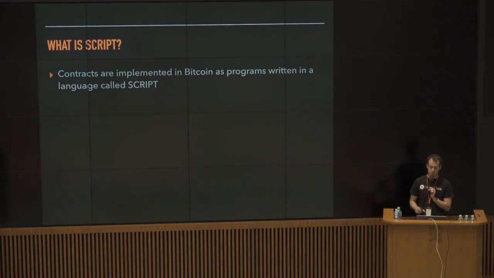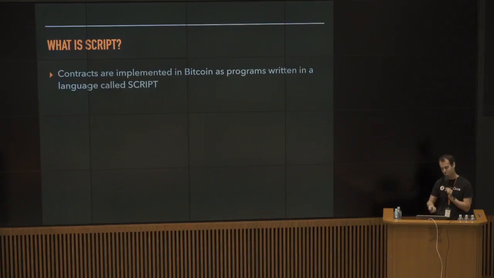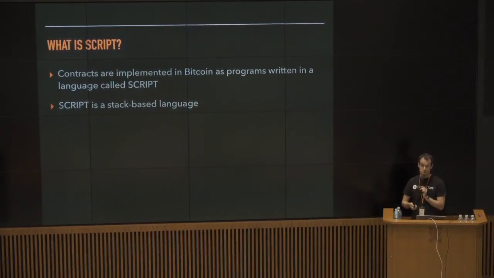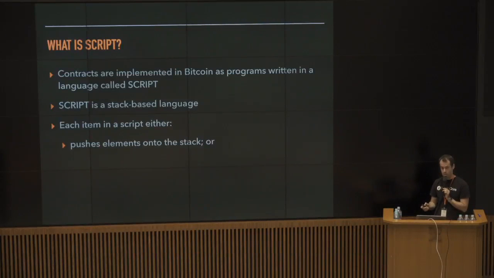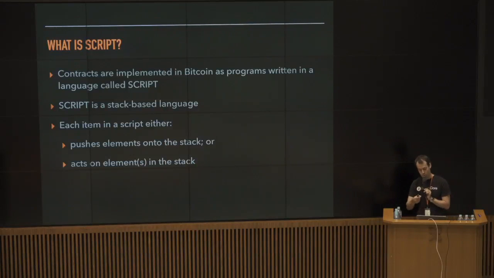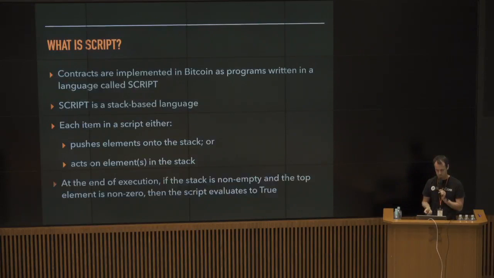Or false, the transaction is invalid. Contracts in Bitcoin are implemented as programs, and those programs are written in a programming language called script, which is an unfortunate name, but there we go. Script is a stack-based language, and that means that every item in that language either pushes elements onto a stack or acts on elements on that stack, either removing them or doing something to them, inspecting them in some way. And at the end of execution, if the stack is non-empty and the top element is non-zero, then that is true. Otherwise, the script is evaluated to false.